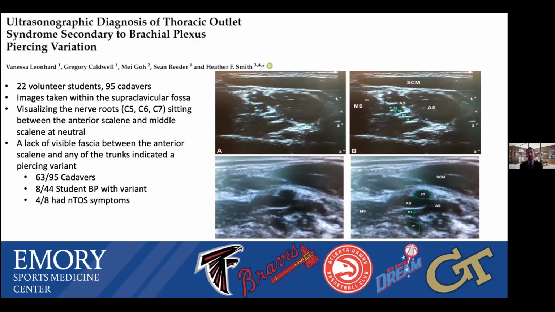What we're looking at here in the top is your trunks, and you can see that lack of fascia between the anterior scalene and the superior trunk. And that was the most common variant. Then on the bottom, you see that the anterior scalene is coming in between the superior trunk and the middle trunk. That was less common, but also described as one of their anatomic variants.